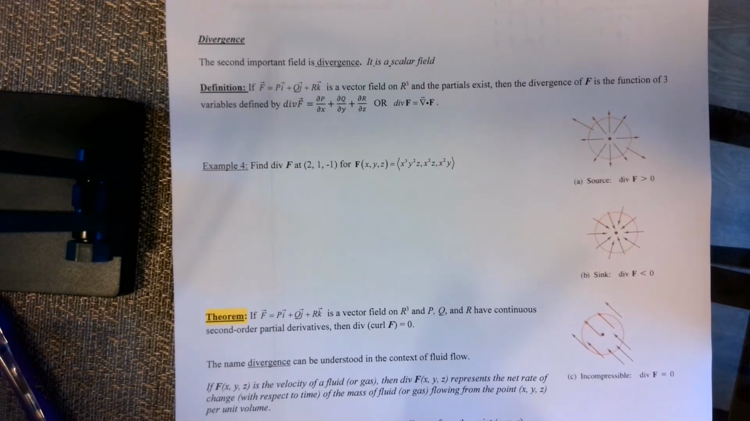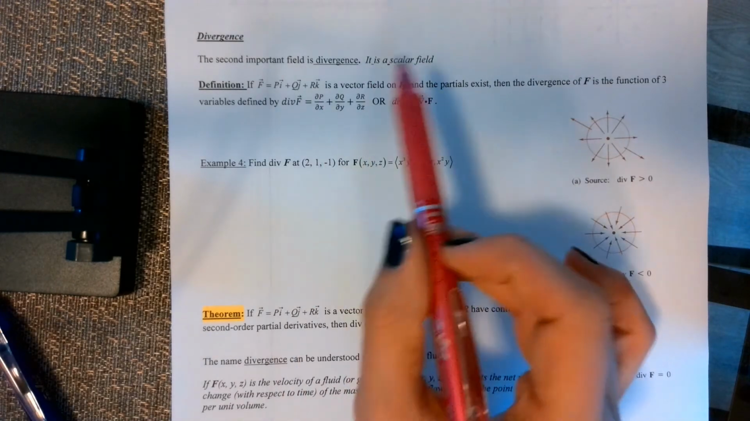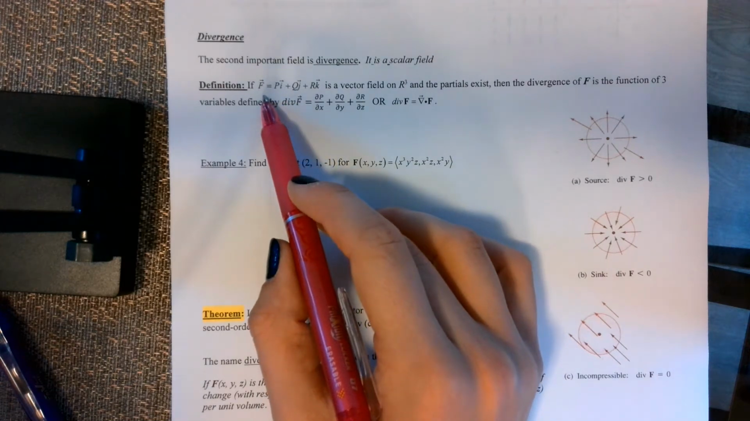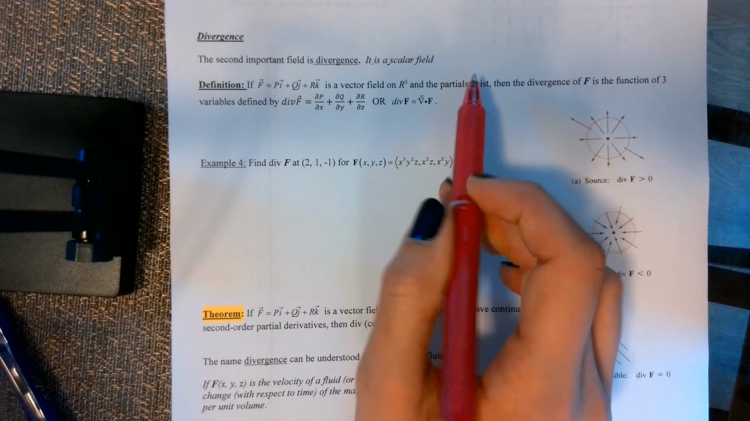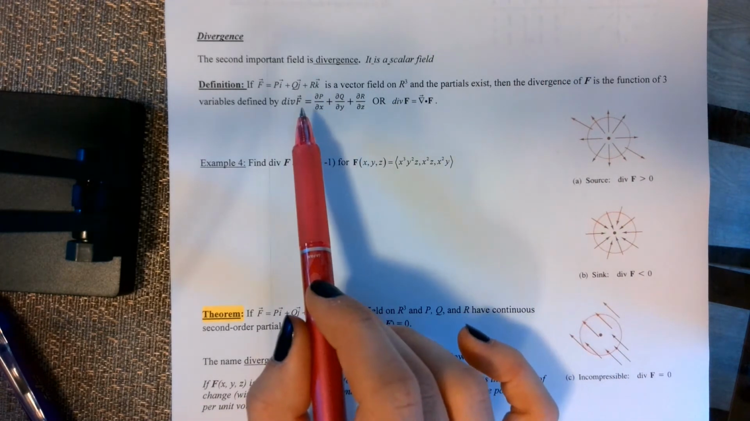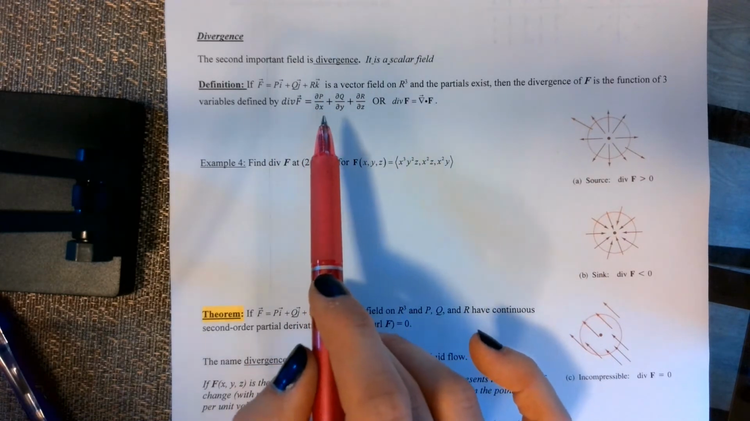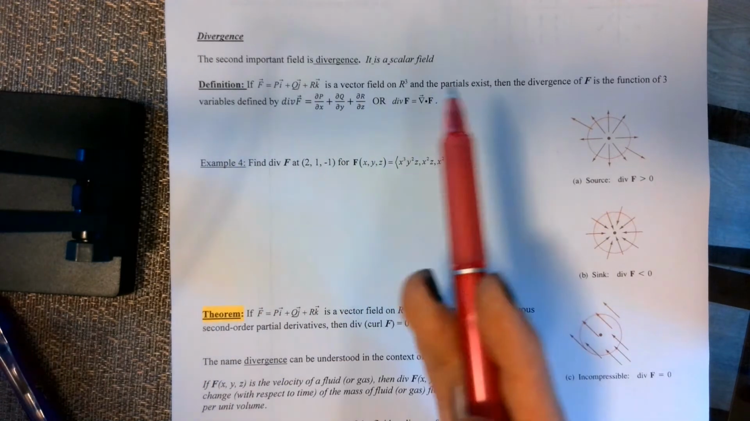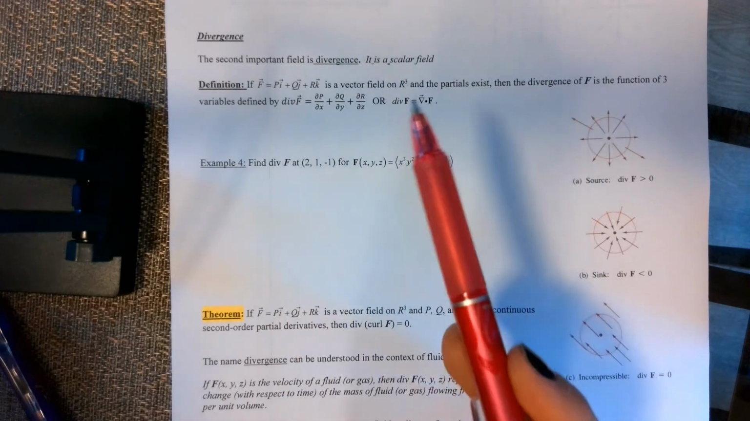So this is a scalar field. Remember that a scalar field is a dot product. Again, the definition: if we have some vector field F with components P, Q, R, and all the partial derivatives exist, then the divergence of F can be a function also. If we're finding the formula for the divergence over the whole field, we're not plugging in x, y, or z, so we could get a function itself before we plug in x, y, and z.